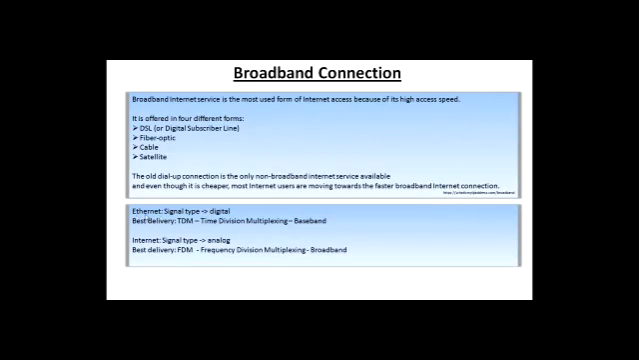Here's the concept that we also need to understand: Ethernet, which is the LAN signal, the signal provided from your switch in your LAN straight to your computers, or from the modem or the router into your computers, is a digital type of signal, and the best delivery is time division multiplexing, or baseband. The internet signal that is coming from outside of your house into your house is an analog signal, and the best delivery will be frequency division multiplexing, or broadband.